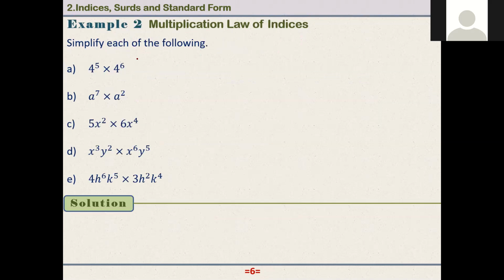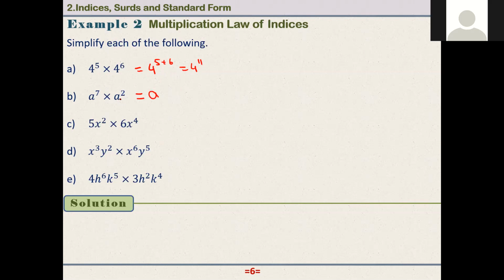In this example, simplify each of the following. That is equal to, we can do this mentally, of course, Amira, but in the exam, you need to show your work, right? Because in GCSE, they require that you show all your work, every step. That's why you need to write first here 4 to the power 5 plus 6. Then you should write the answer. But I'm hoping that you can do that. That's why I'm skipping this step. Okay.